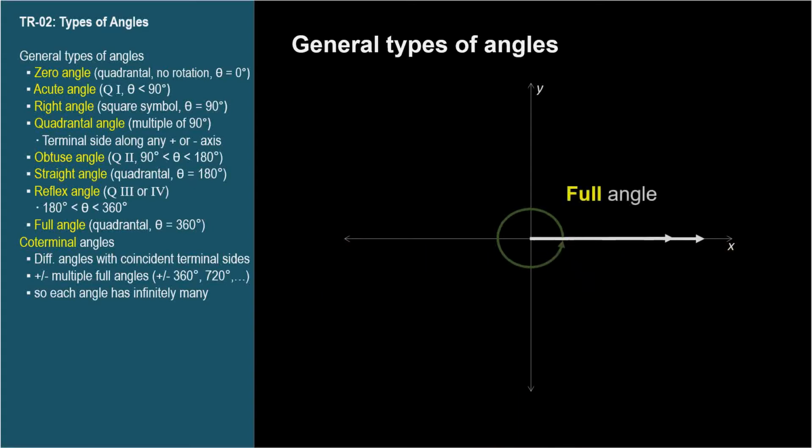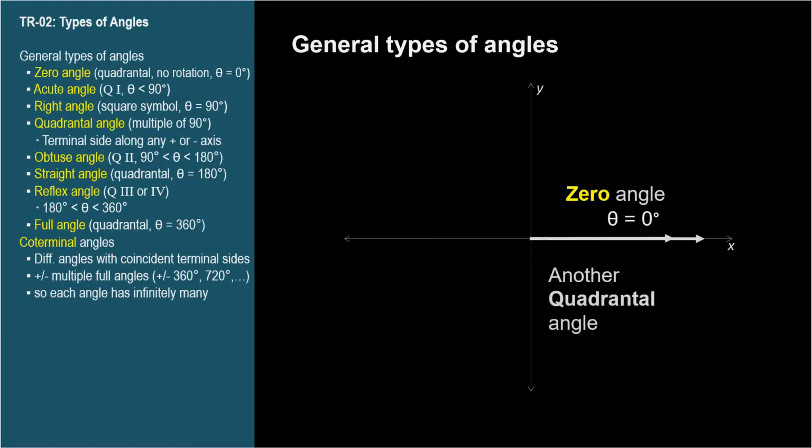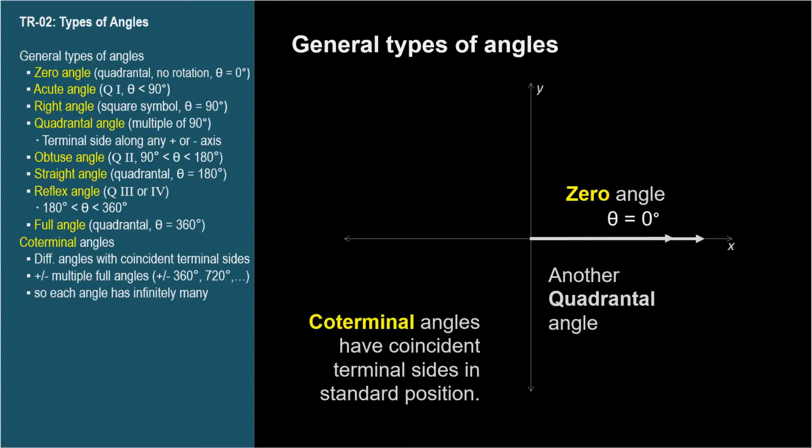And an angle that goes all the way around and ends where it began is called a full angle, or a full rotation angle, with a measure of 360 degrees. A full angle is also a quadrantal angle. I didn't mention it earlier, but an angle can have size 0 if its terminal side is completely coincident with its initial side without any rotation at all. This is called a zero angle and is also a quadrantal angle. So a zero angle and a full angle have their terminal sides coincident with each other. Angles that have this property are called coterminal angles.